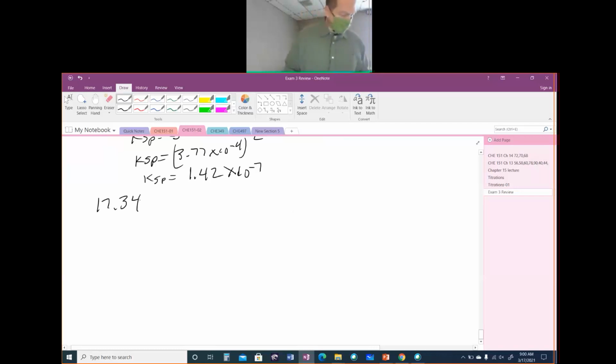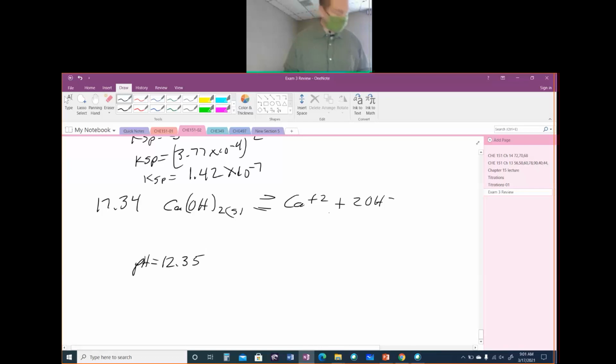A solution saturated in calcium hydroxide. Calcium hydroxide goes to calcium plus 2 OH minus. And so you have a pH of 12.35. Calculate the KSP.